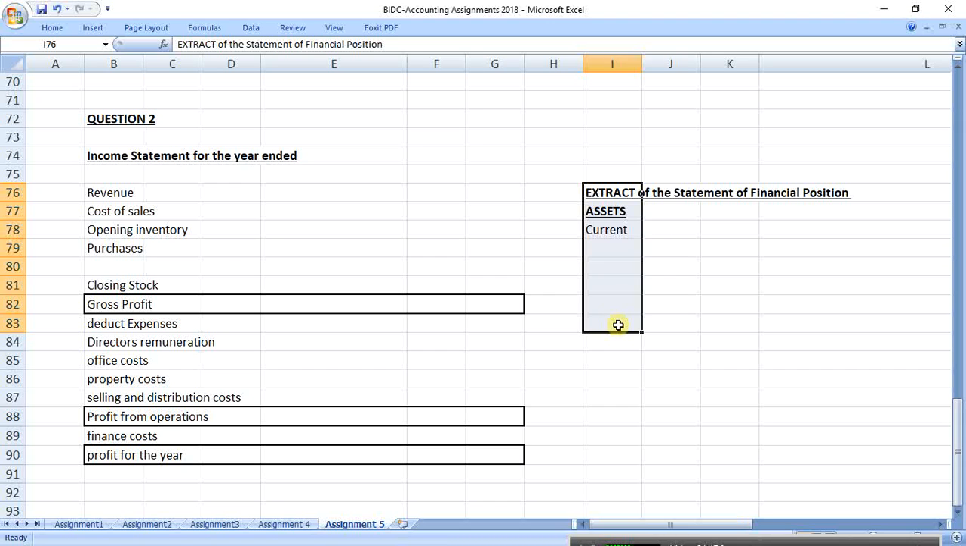Cash, 650. What is that? Current asset. Correct. Cash, (650). Next.